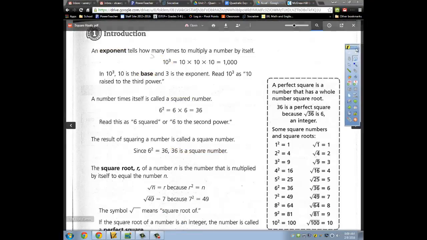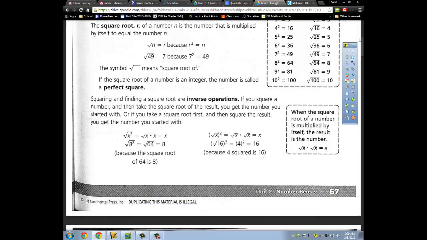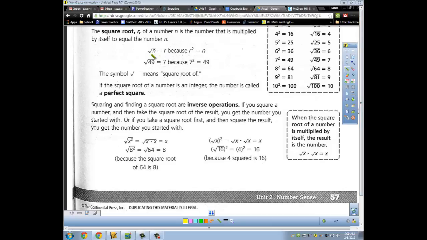Now, on the flip side of squaring a number, there is something called a square root, which looks like a division sign, but it's called a radical sign. So here, this little symbol right here, that's called a radical, which means the square root of. So if you see the square root of 49, you're thinking what number times itself, or what number squared is 49, and we know that that's 7. If the square root of a number is an integer, so a whole number, this is called a perfect square.